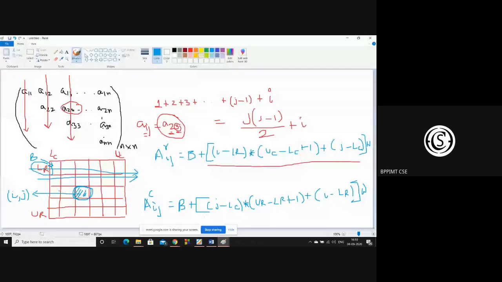Okay, so this is the formula. Visible. This is the formula for column major order, right? Now, one problem is there. One second.